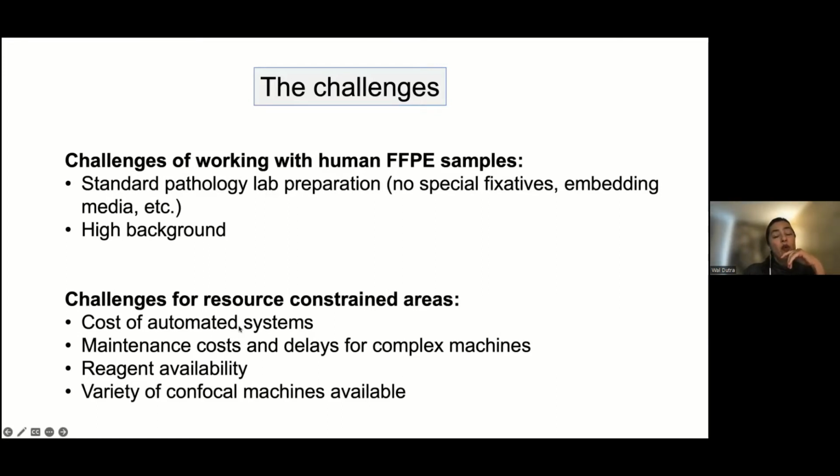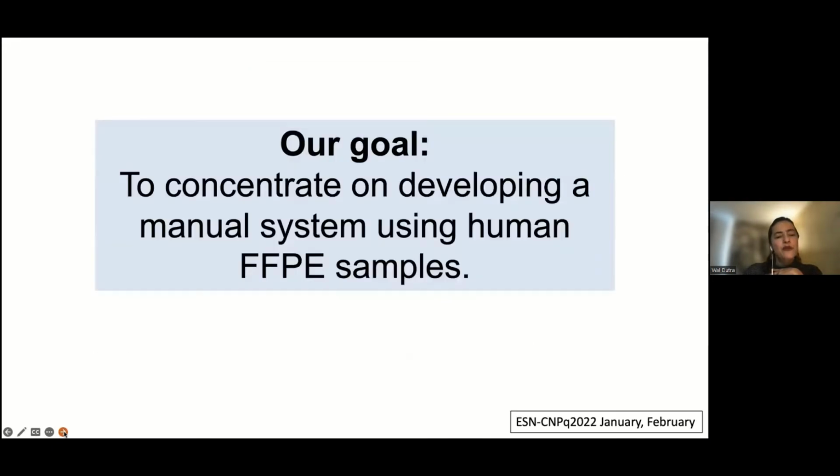And of course, if you're working in resource-constrained areas and countries, the cost of automated systems makes it completely prohibitive. Maintenance and cost of equipment, delay in buying complex machines and maintaining them, reagent availability, the variety of types of confocal microscopes that you have access to. These are all challenges that we have to deal with when we are thinking about how we are going to implement it here. But fortunately, I think now we are able to overcome some of these challenges.